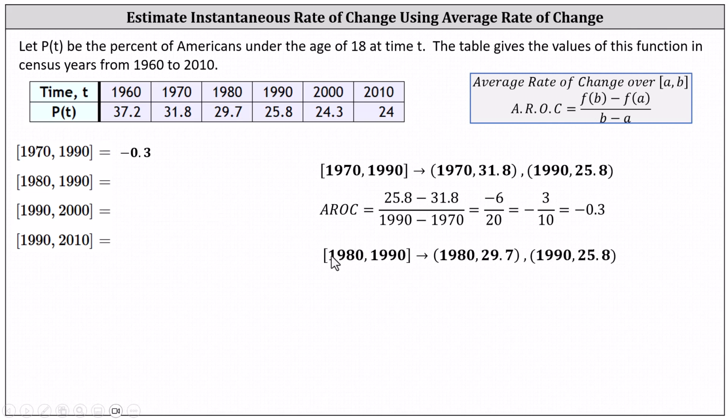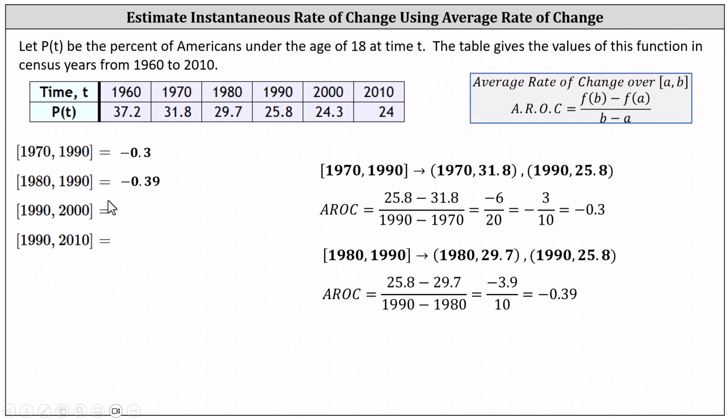And now we repeat the process for the next time interval, which is from 1980 to 1990, which means now we need to determine the slope of the line passing through these 2 points. The average rate of change equals the change in the function value divided by the change in time, which is negative 0.39. Which means on average from 1980 to 1990, the percent of Americans under the age of 18 is decreasing by 0.39% per year.